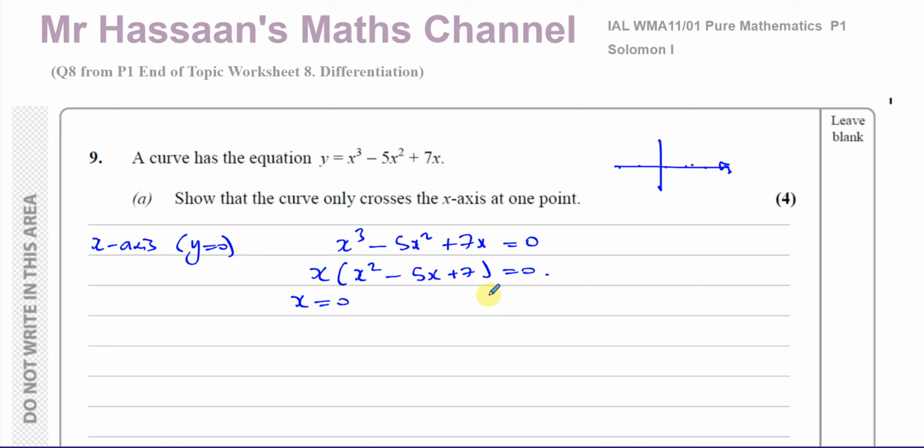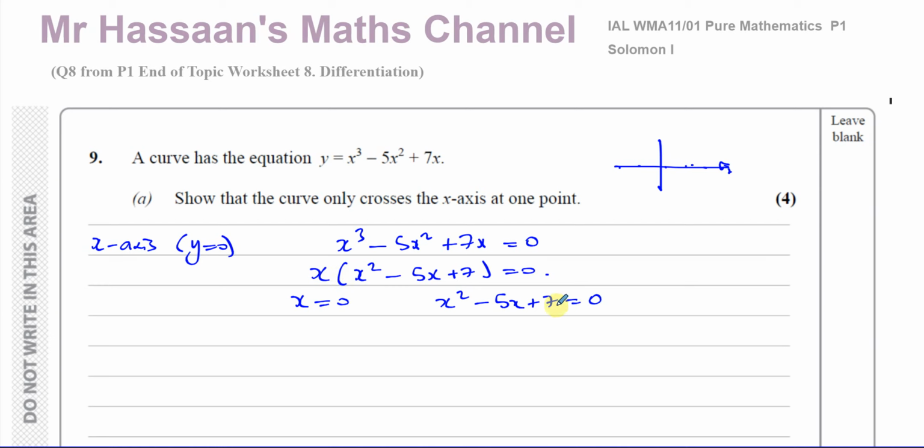Now, how can we prove that it doesn't cross it at any other points? Well, to solve this equation here, we have a product of two factors equals 0. So either one of them is 0 or the other one is 0. So the other places where this may cross the x-axis would be found if we equate the other factor to 0, because either x is 0 or this factor is 0.